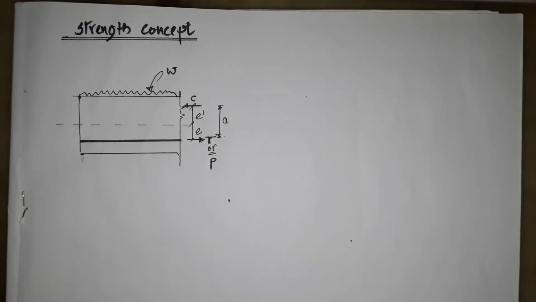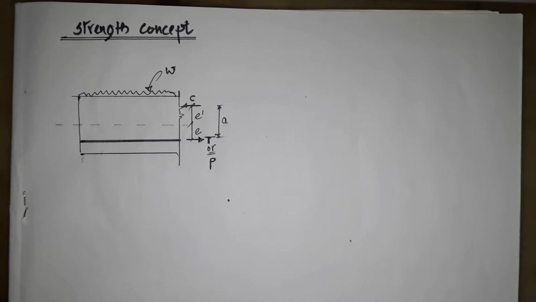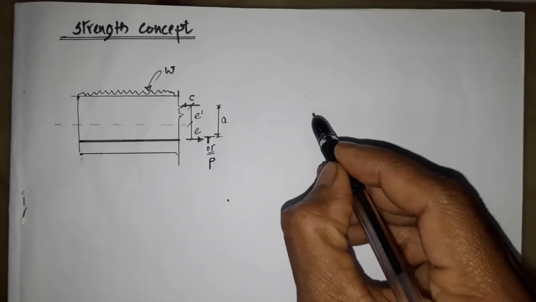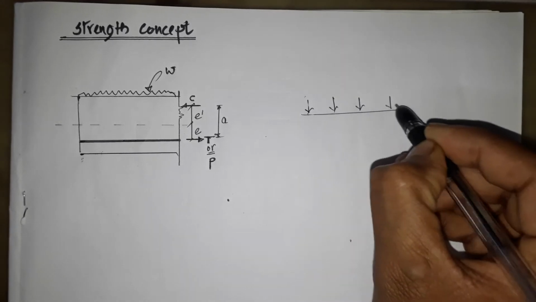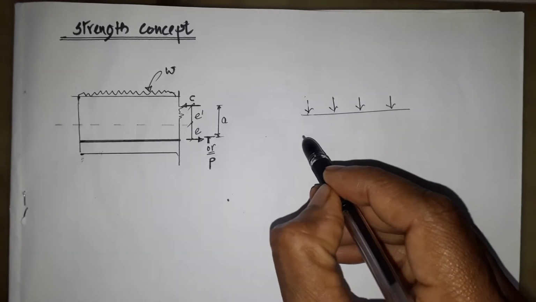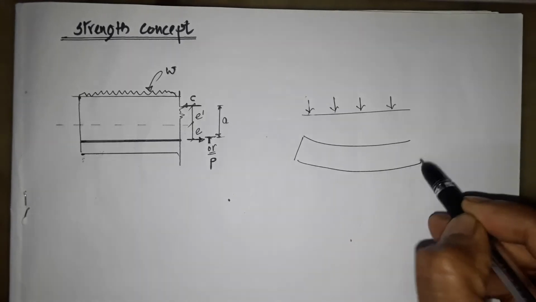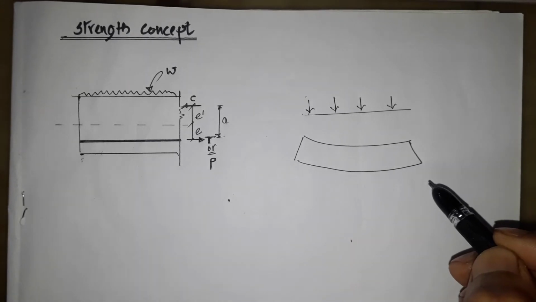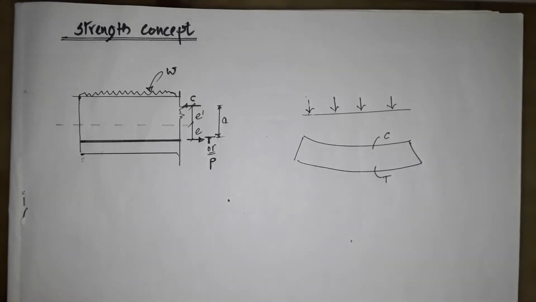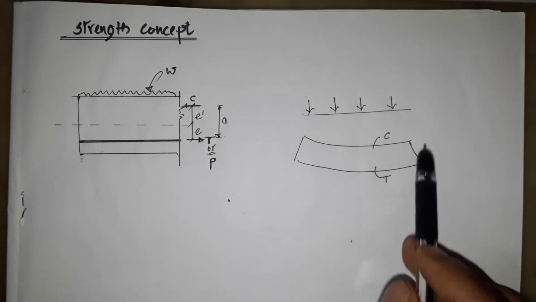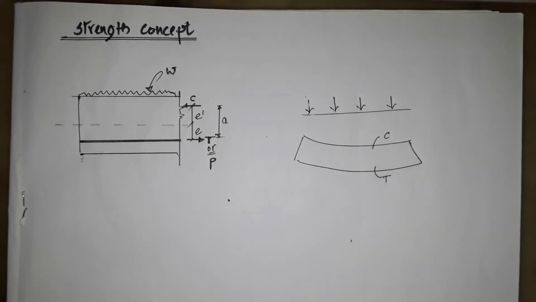What is the strength concept? Suppose a beam is subjected to an external load. The beam will undergo bending, so the beam will bend. When the beam bends, it will develop the compressive force and even the tensile force. The beam will develop the internal resistance, that is called compression and tension. So the top fibers will be under compression and the bottom fibers will be under tension.